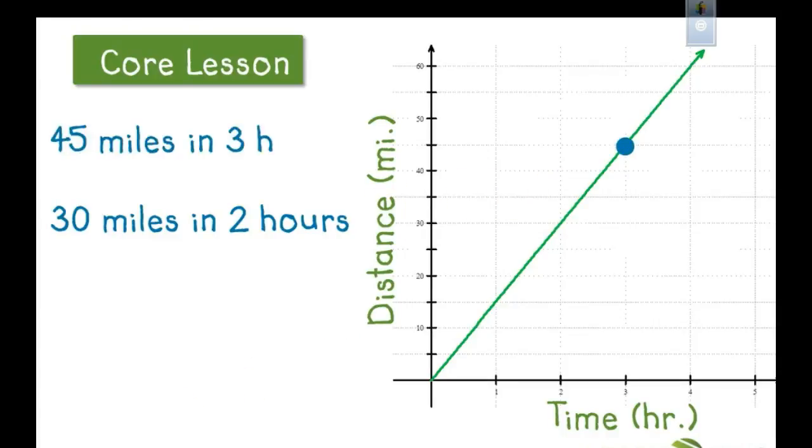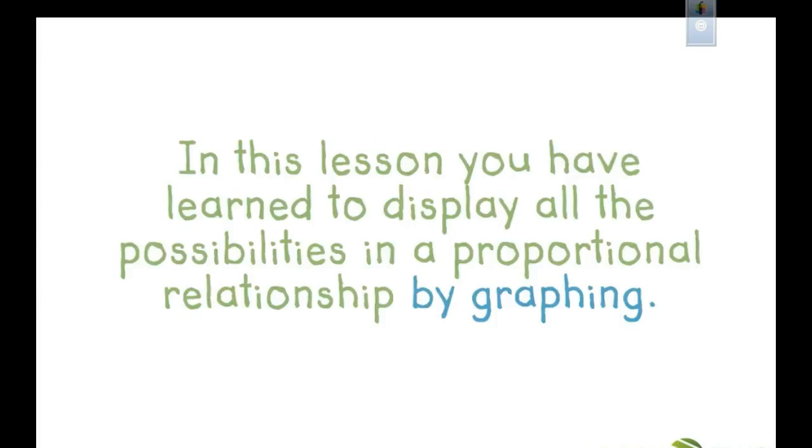Okay. So you should have first the 30 miles in 2 hours written down. Write that one first. 30 miles in 2 hours, and then the 45 in 3. Make sure you have both those down. 45 miles in 3 hours. Each of those is a description of the same proportional relationship, even though the numbers are different. So either of those, as well as many other possibilities, would be correct. In this lesson, you will learn to display all the possibilities in a proportional relationship by graphing.